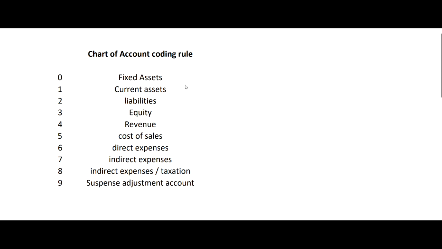Any account related to fixed assets starts with zero, current assets start with one, liabilities start with two, equity starts with three, revenue starts with four, and so on. So this is a helpful tool for you to keep on the side when you work on the Sage.